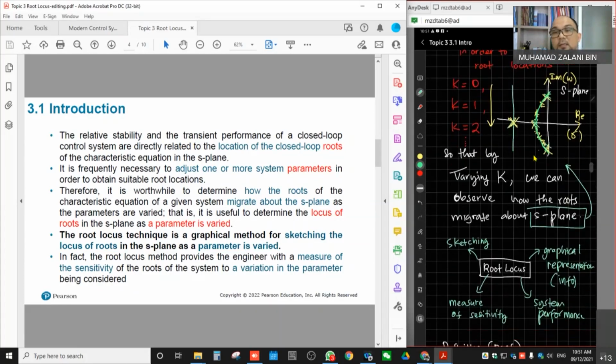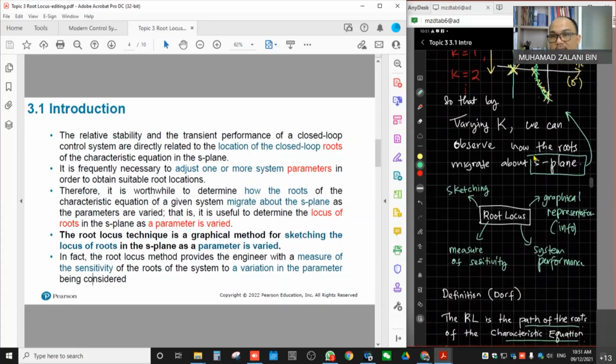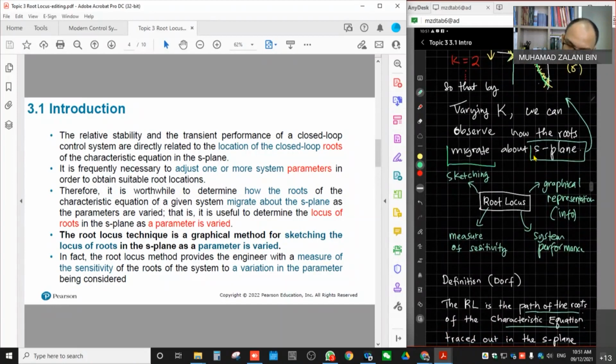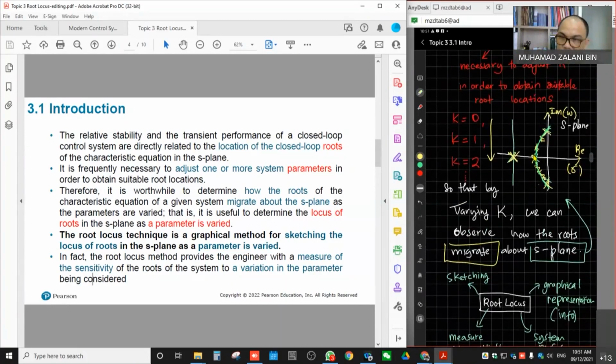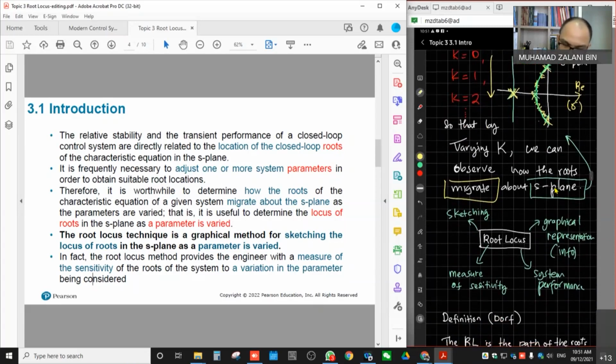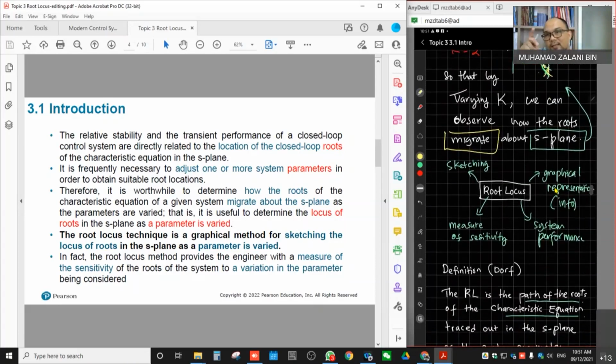So that is the root locus. By varying K, we can observe that the roots migrate about the s-plane. The term migrate is used here. Migrate means it changes its location, it moves from one location to another. There is a path, there are lines, as shown in the s-plane here. When we vary the value of K, the location of the poles also changes, and we can see that path exactly like that.